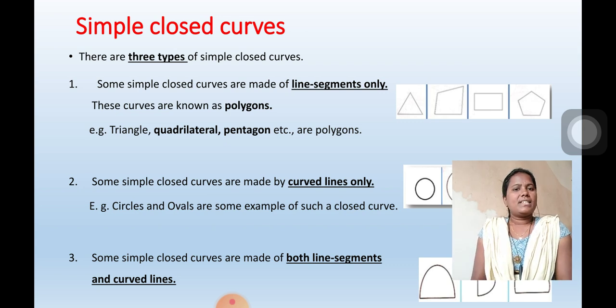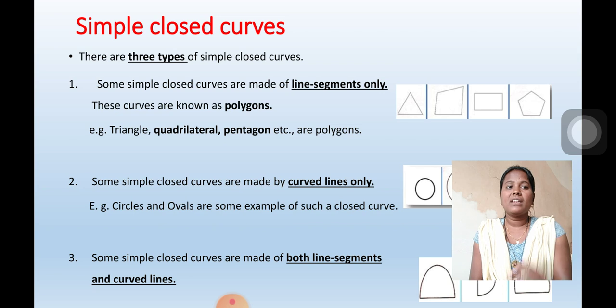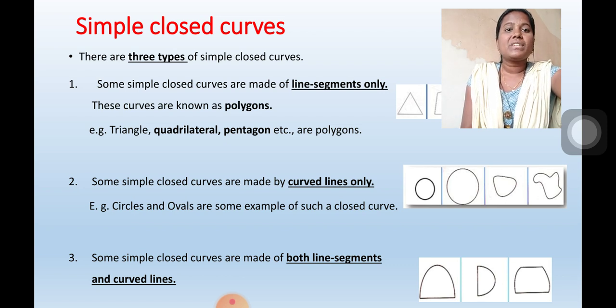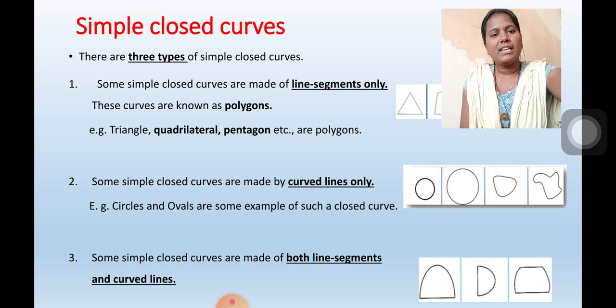What is the second type of simple closed curves? Some simple closed curves are made by curved lines only. You can see many figures here. Circle and ovals are examples of such closed curves. The first one is a circle, the second one is an oval, and the third and fourth ones are simple closed curves made by only curved lines.